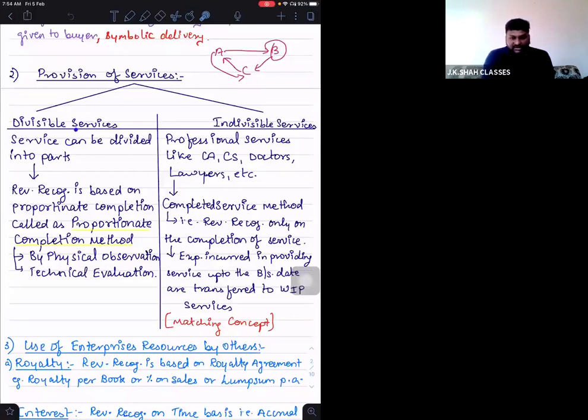So, divisible services means these services are completed in different acts. Means to complete the service, one single performance of act is not there. You have to perform different acts to complete the particular service. Right? Now, if a certain act is completed and a certain act is pending, on the basis of whatever you have completed, that much revenue can be recognized in the books of accounts. Means I can give you an example.